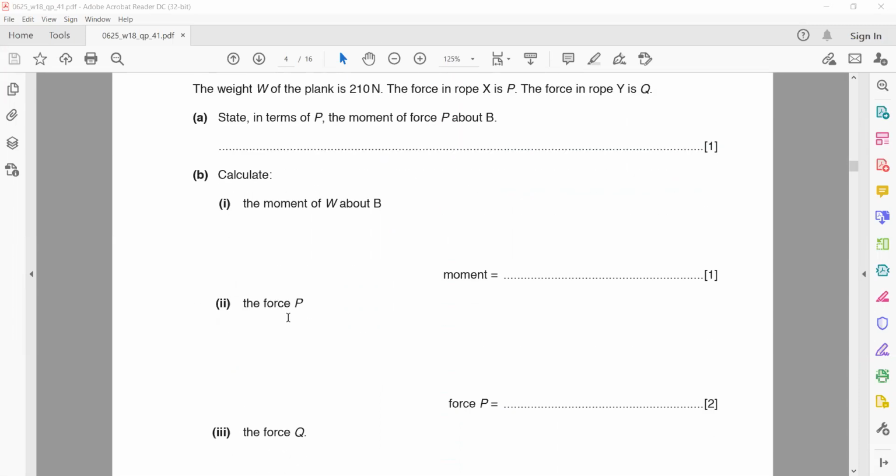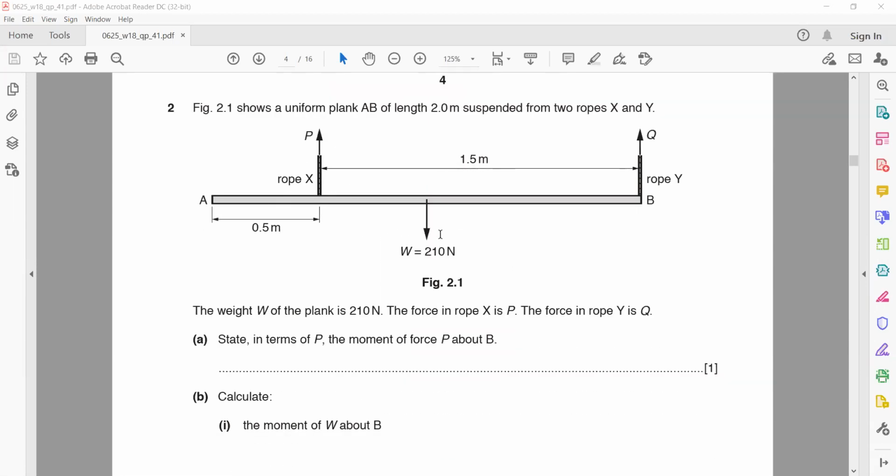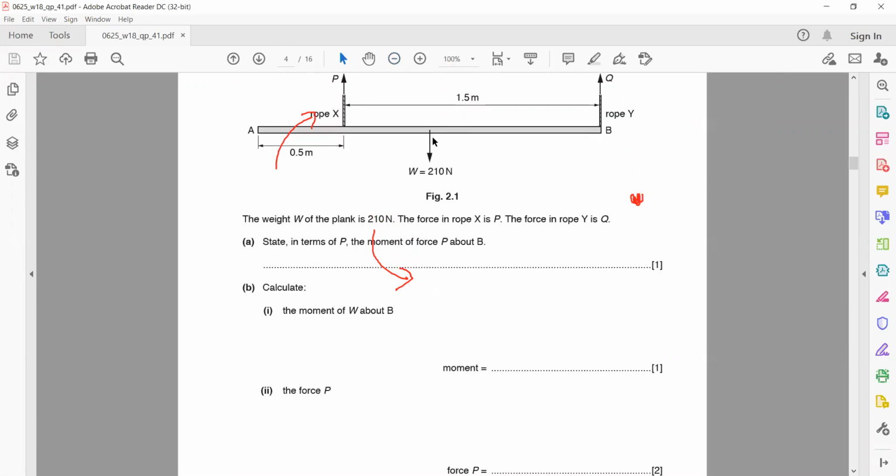The next part, calculate the force P. B is our point of rotation, the pivot, so the moment caused by the weight is the same as the moment caused by force P applied on rope X. The two moments are balanced. The moment of P is P into 1.5, and the moment due to the weight is 210. So P will be equal to 210 divided by 1.5, which is 140 Newtons, because the clockwise moment and anti-clockwise moment will be the same.